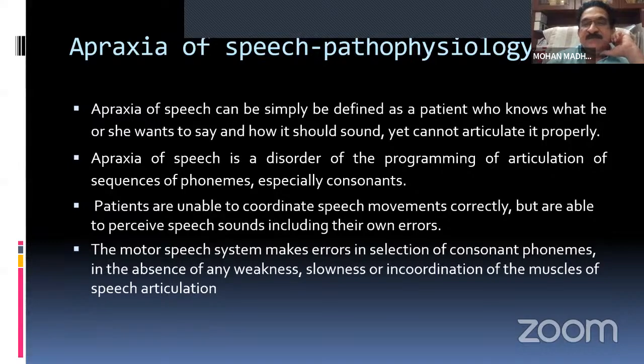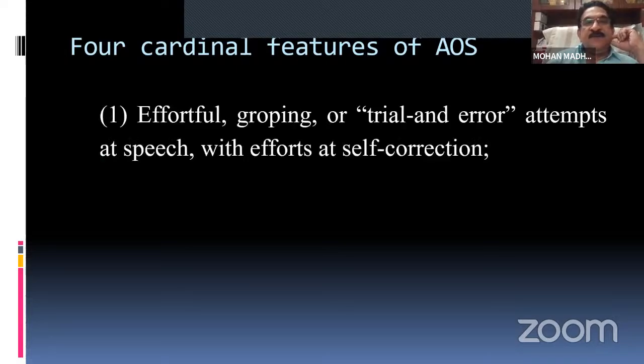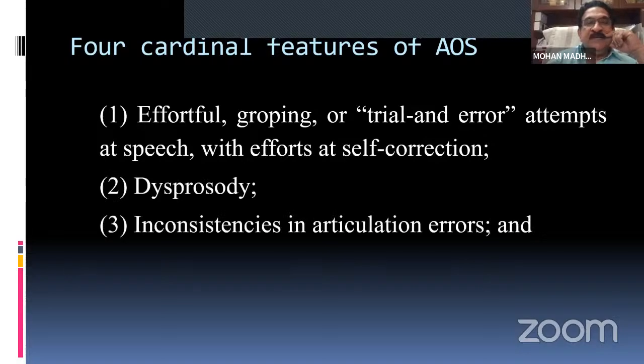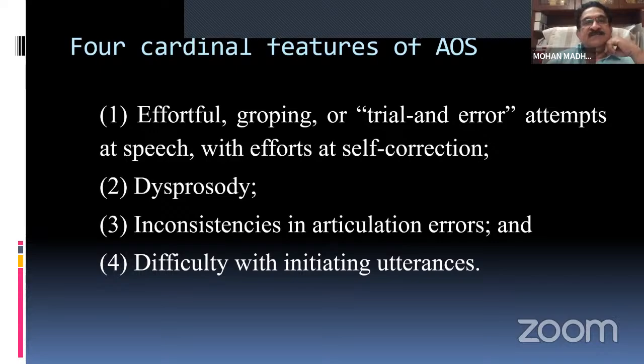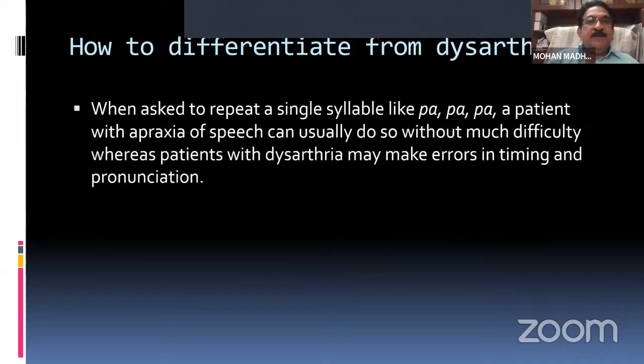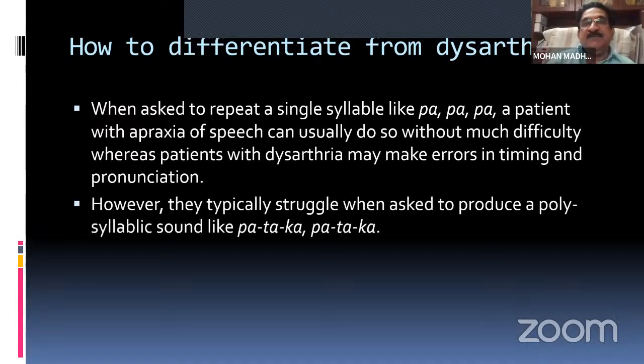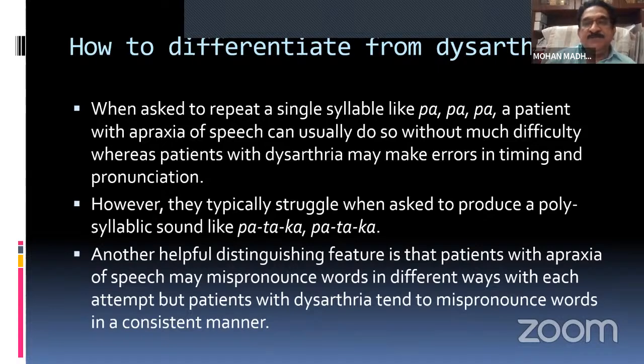The motor speech system makes errors in selection of the consonant phonemes, in the absence of any weakness or slowness in coordination. These are the four cardinal features: effortful, groping patterns or attempts at speech, dysprosody, inconsistency in articulation, and difficulty with initiating utterances. Now, what differentiates dysarthria is the point I already told. When asked to repeat a single syllable like pa pa pa, a patient with apraxia of speech can usually do so without much difficulty, whereas dysarthria may make errors in timing and pronunciation. However, they typically struggle when asked to produce a polysyllabic sound like pataka, pataka. The helpful distinguishing feature is that patients with apraxia of speech may mispronounce words in different ways with each attempt, but patients with dysarthria tend to mispronounce words in a consistent manner.